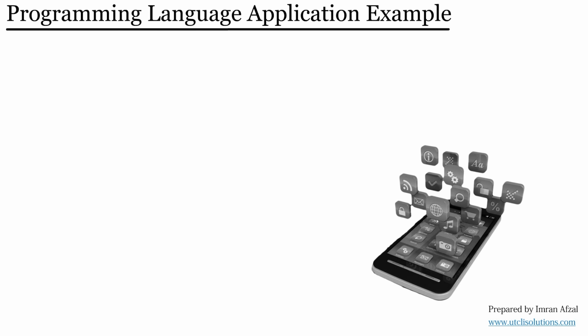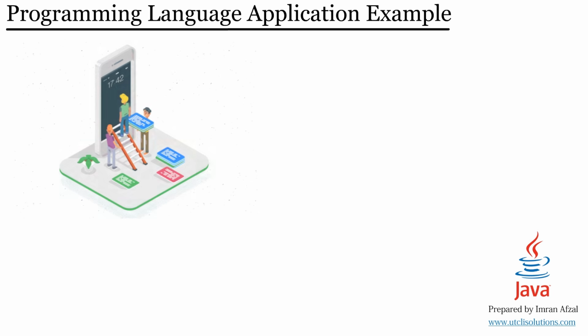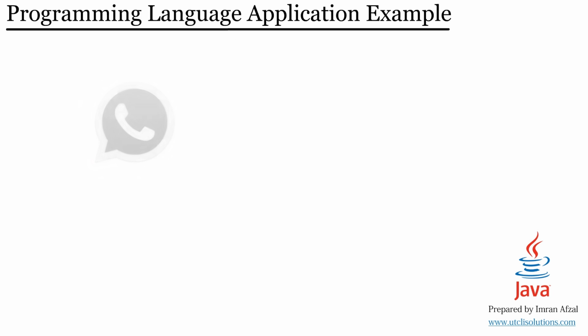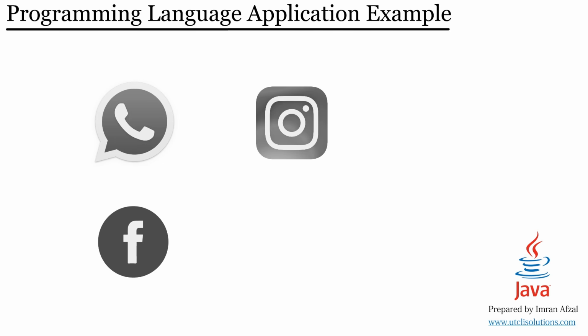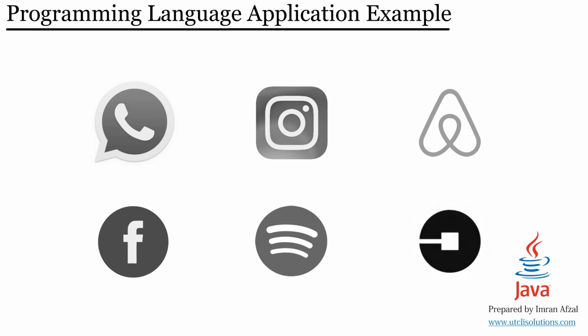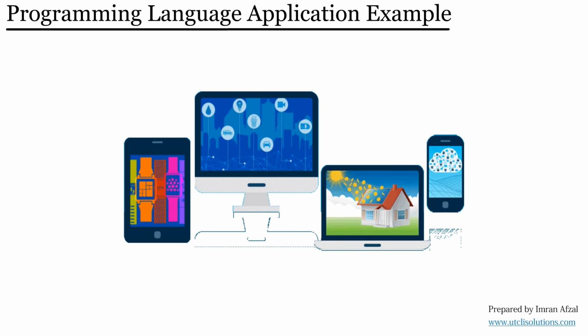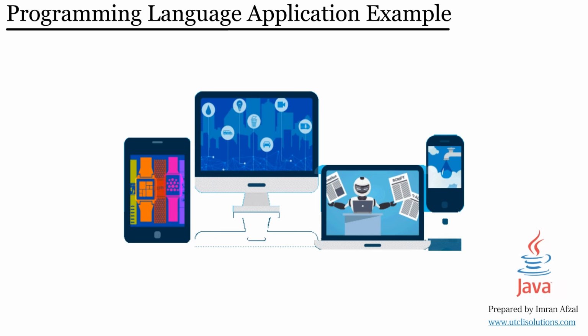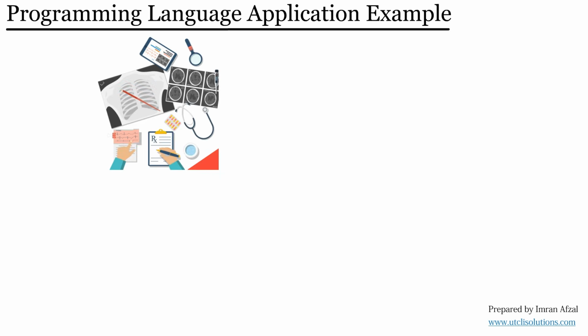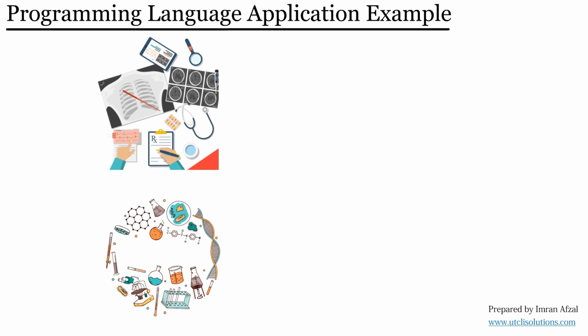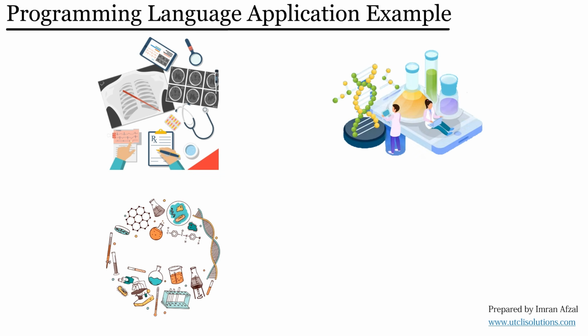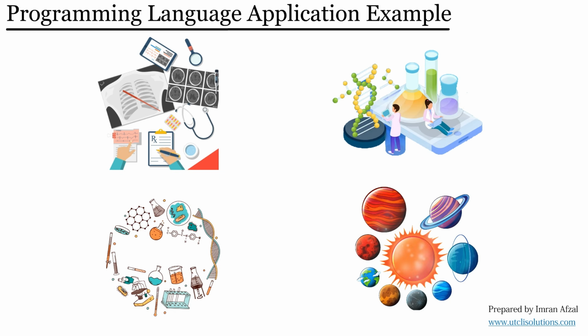Mobile apps are also built using Java, primarily on Android. Mobile app examples are WhatsApp, Facebook, Instagram, Spotify, Airbnb, Uber, and the list keeps going on. Then other applications such as scientific applications are built using Java, and examples are image analysis, processing, computational chemistry, bioinformatics, astronomy, and so on.